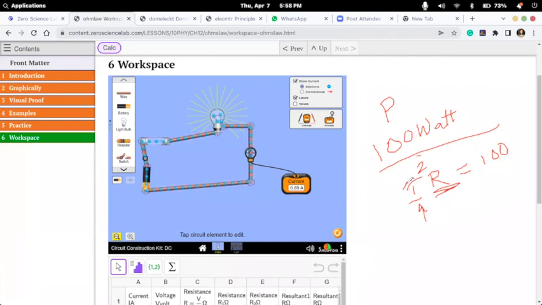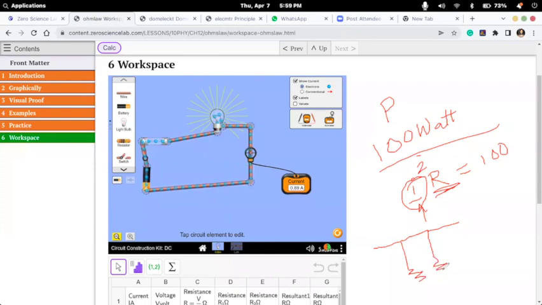So current depends on the device, isn't it? Yes, sir. Why? Because each one has its own specification. Each device has its own specification. Okay, you just recollect, we already discussed the important points.